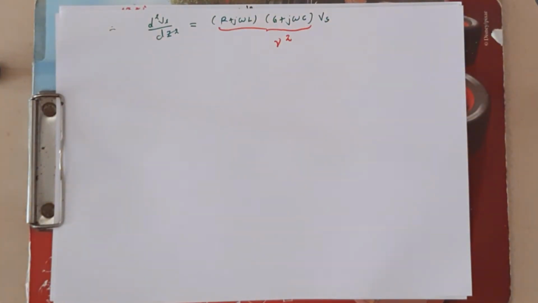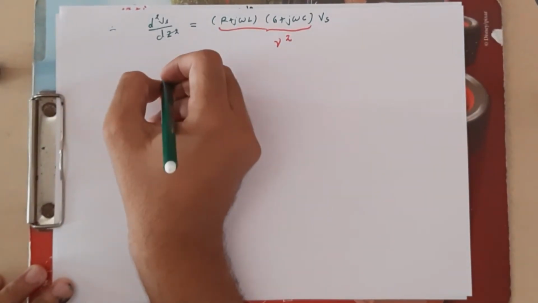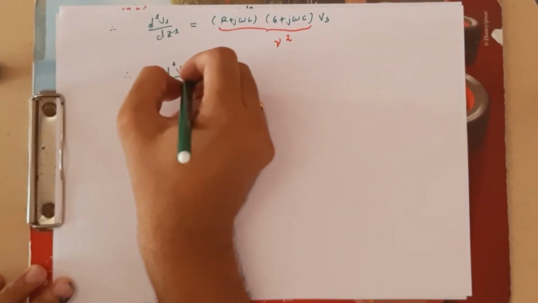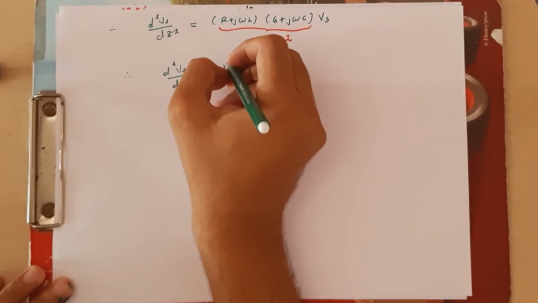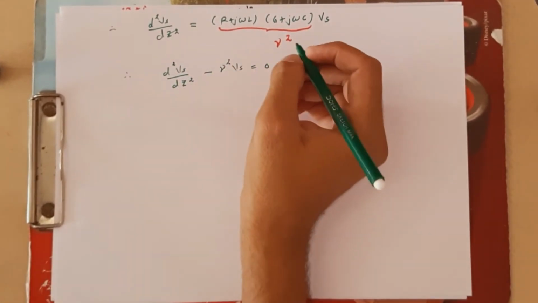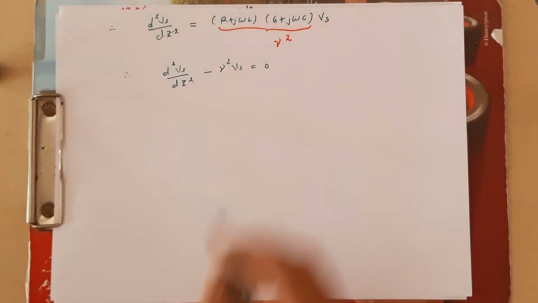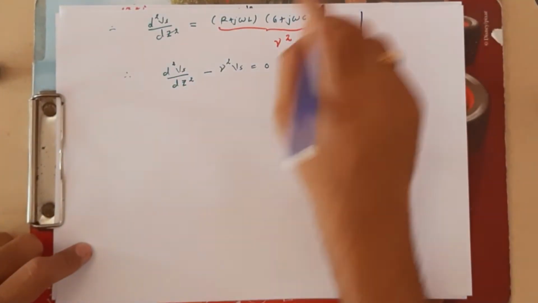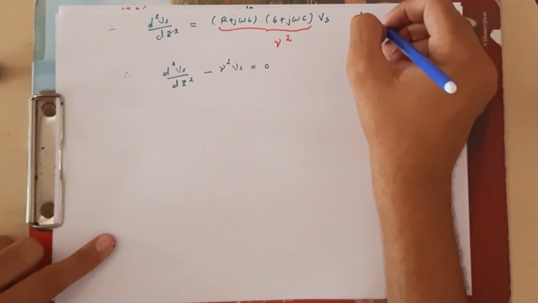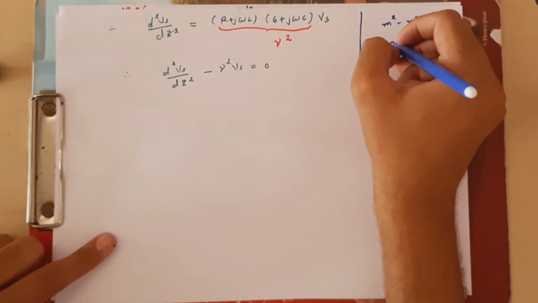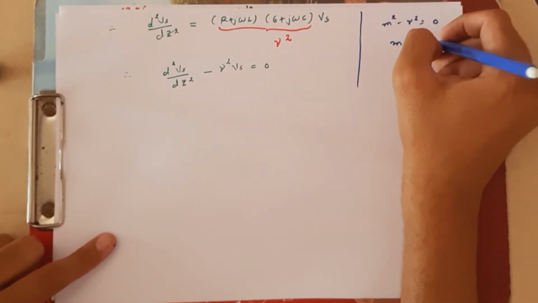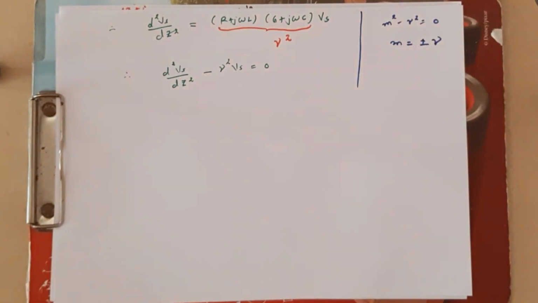We have to do the same calculation as in deriving the wave equation. So d square Vs by dz square minus gamma square Vs equals 0. It has two solutions. How can you find the solution for this case? It's a second order linear differential equation, so m square minus gamma square equals 0. So m equals plus and minus gamma. So it's a two solution.